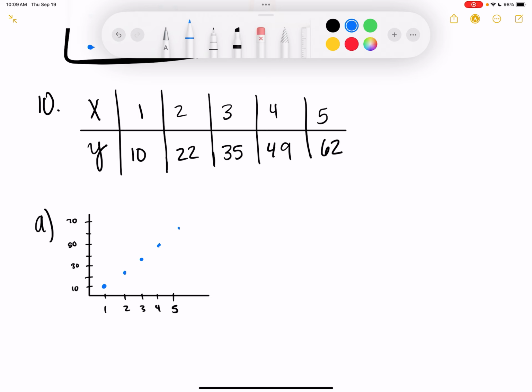Hit stat, and then go down. It says clear list, option 4. Hit enter. And then hit second stat, and it brings up all the names of the lists. So we're going to clear L1 and L2, but I have to do them one at a time. So hit enter on L1 and it should show up like this on your calculator. Hit enter again and it'll say done.